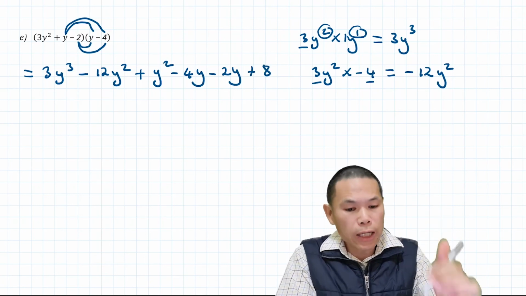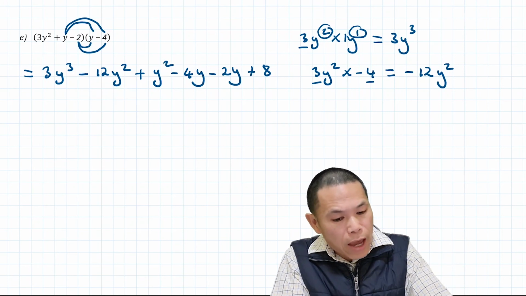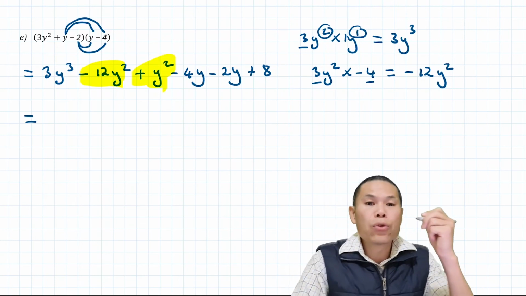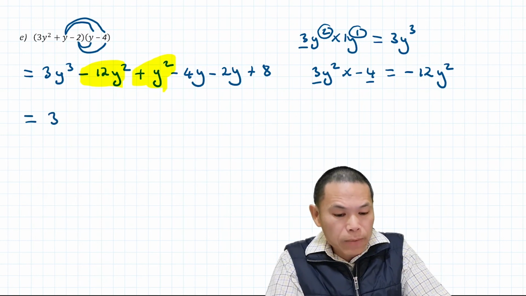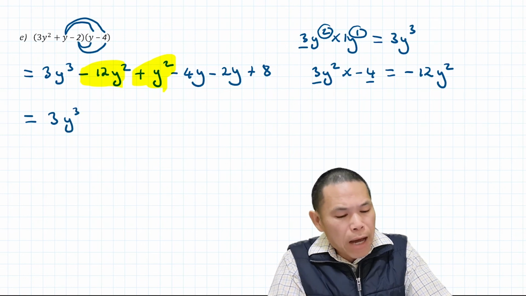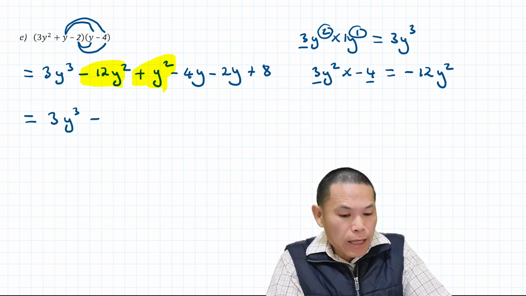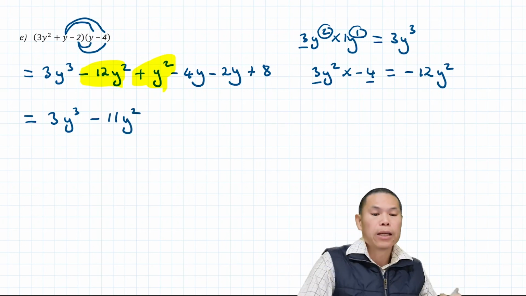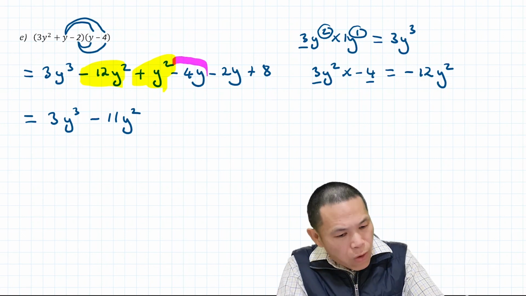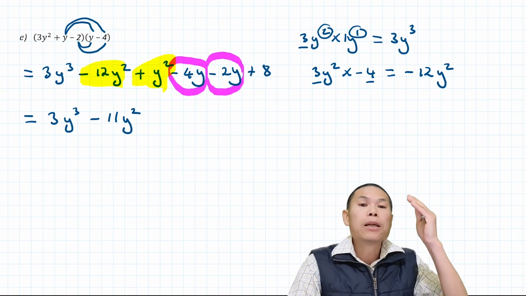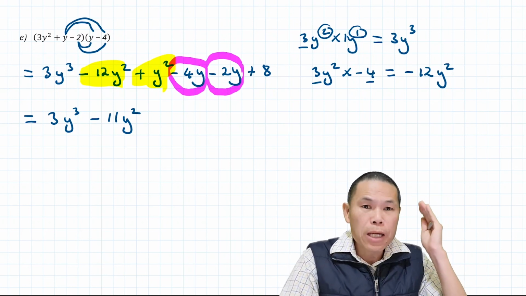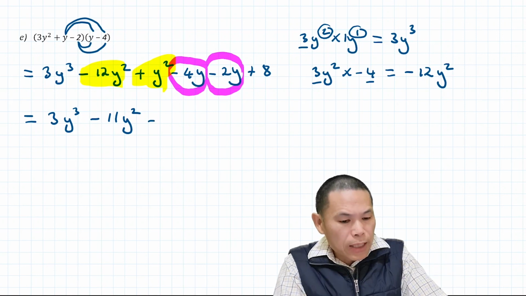So now we just collect these like terms. The like terms are, we have negative 12y squared and then plus y squared. So the 3y to the power of 3, no like terms, so we write this down. And then we have minus 12 plus 1, that means negative 11. So that gives me negative 11y squared. Now we have minus 4y and minus 2y. So negative 4 minus 2 gives me negative 6, so that means minus 6y. And the plus 8, we just write this down.